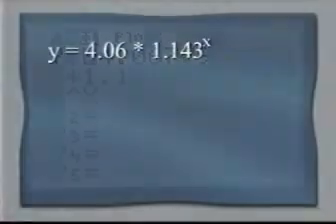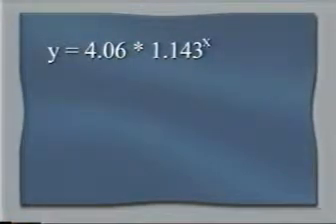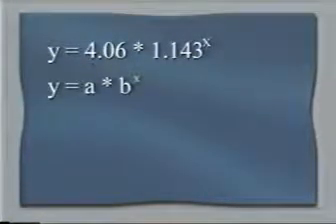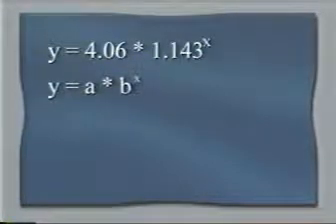It is y equals 4.06 and a bunch of stuff times, and again this snowflake represents times 1.4, 1.143, etc., raised to the x power. So we have our a times our b, the base, raised to the x power. This is an exponential function.